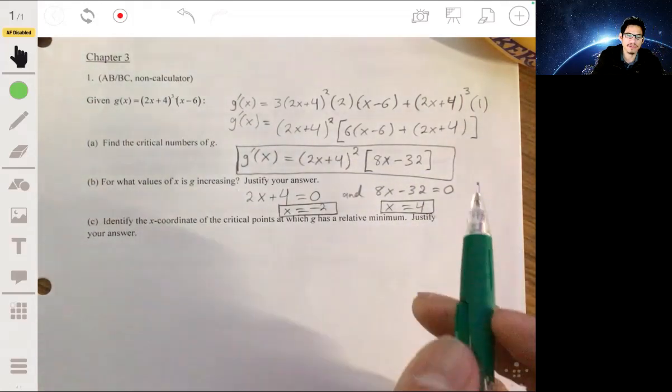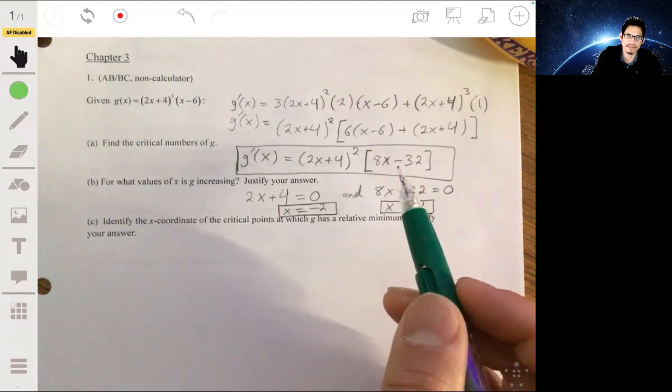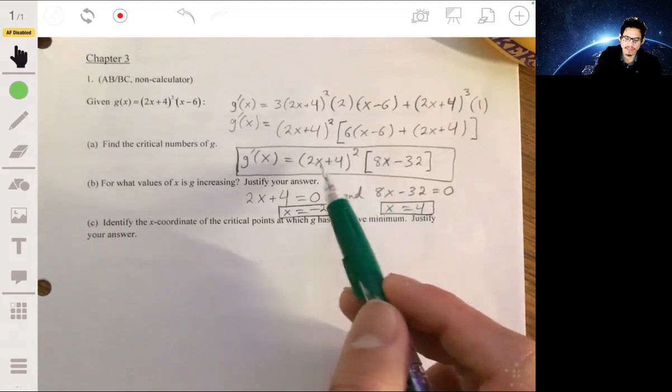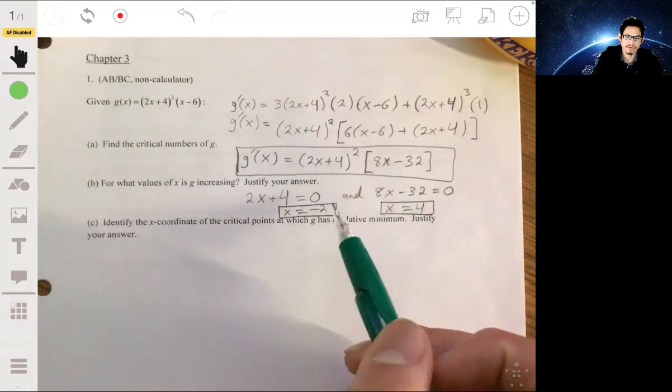Also, just double check to see if there are any values that the derivative will be undefined for, because that would also be a critical number. But this is just a polynomial, so there's no undefined values. And so our two critical numbers are negative 2 and 4.